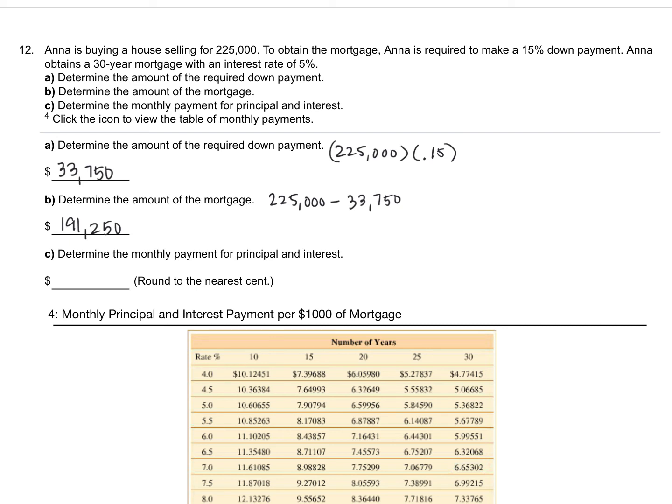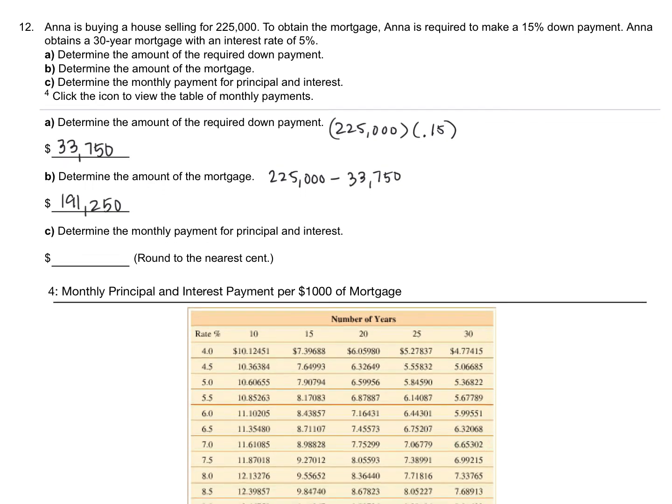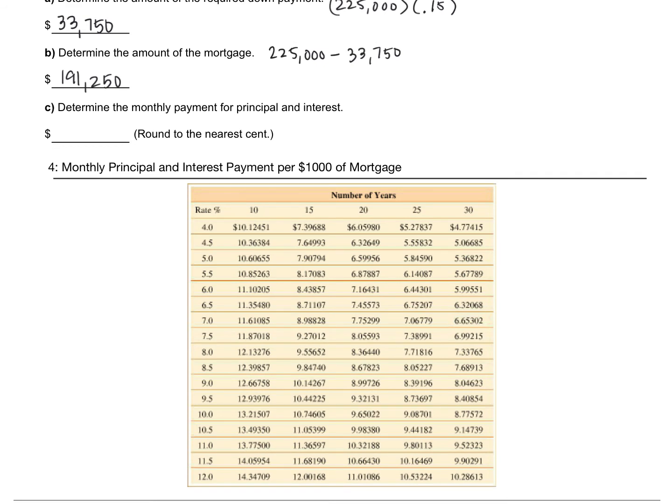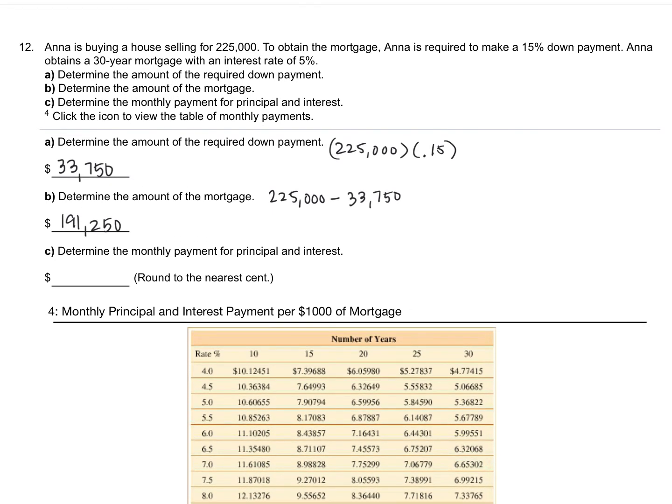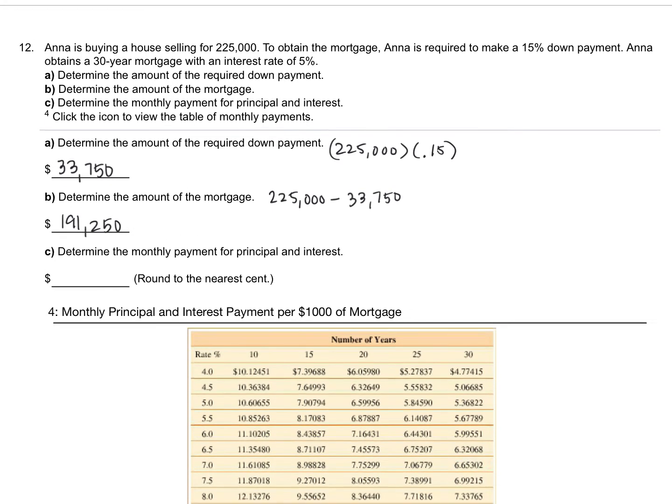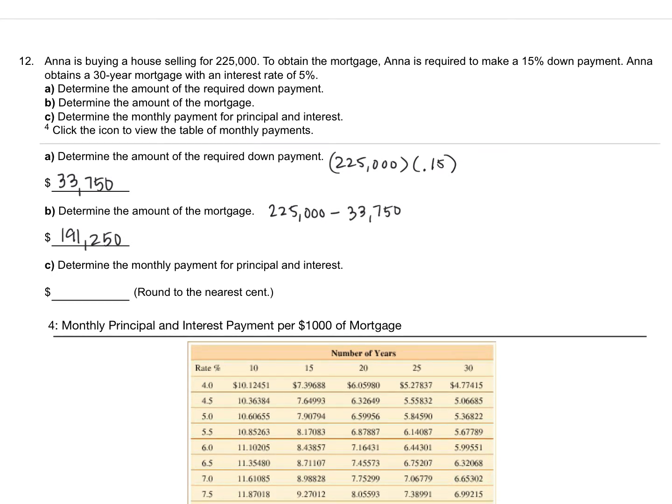You can use the chart below, or you can use the TVM calculator, whichever you prefer. So let's look at the chart. We need the interest rate and the number of years. It is a 5% interest and a 30-year mortgage. So 5% interest is here and a 30-year mortgage is here. We can see that the intersection is right here. That is the monthly principal and interest payment per $1,000 of mortgage.